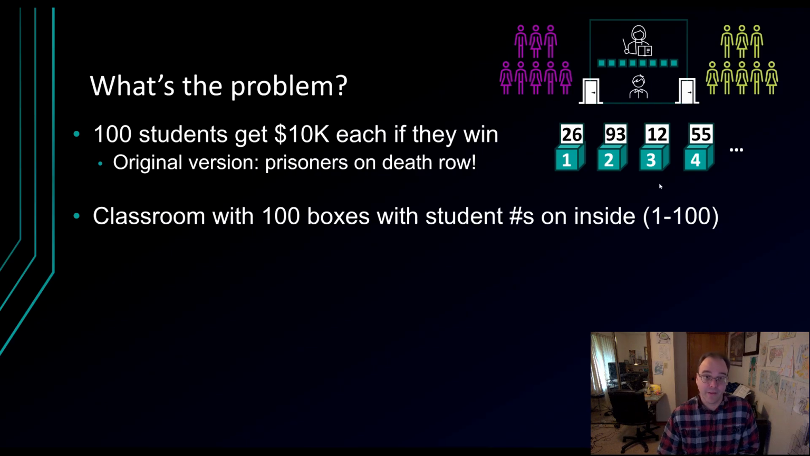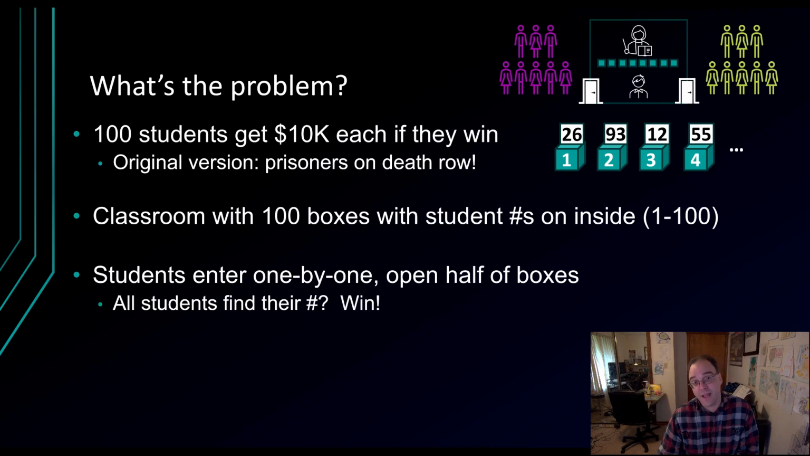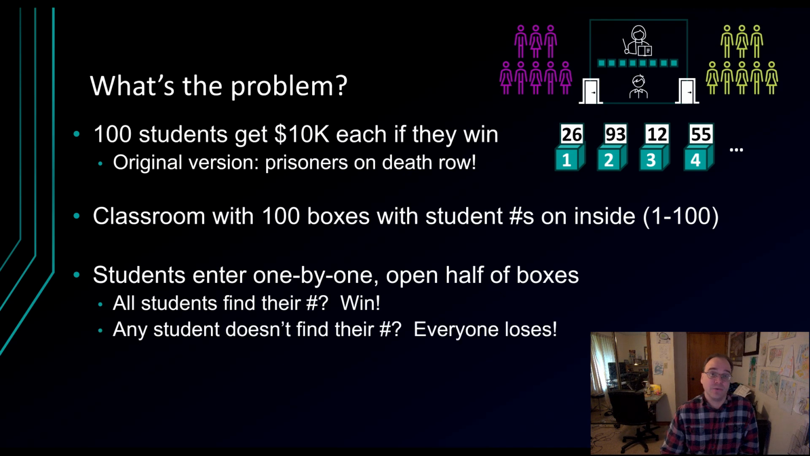All right, what do they have to do? Well, the students come into the room one by one, and they get to open up to half the boxes. If they find their student ID, yay, they win. And if all of the students find their number, the whole student group wins. Everyone gets the $10,000. If any student fails, if even one fails, everyone loses. No one gets any money. Sadness overwhelms, right?